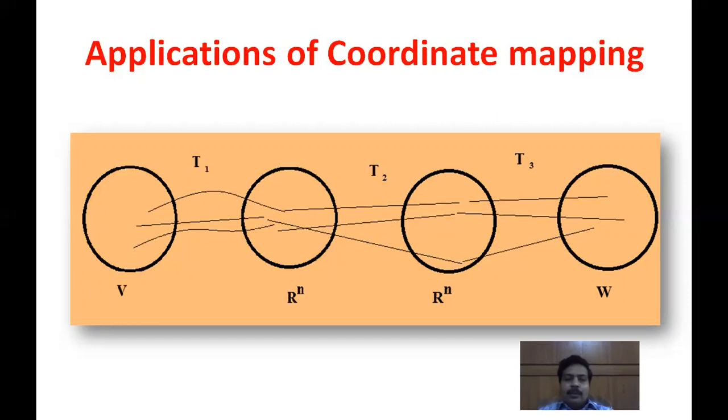So for example, if you have some switches or signals here, and if you are adding two switches, or if you are operating two or more switches here, those are reflected in this Rn with a linear transformation. That can be transferred to another system of Rn, which is connected with another vector space W. So the actions here in V can be replicated in some other vector space also. So this coordinate mapping will be a bridge for such actions.